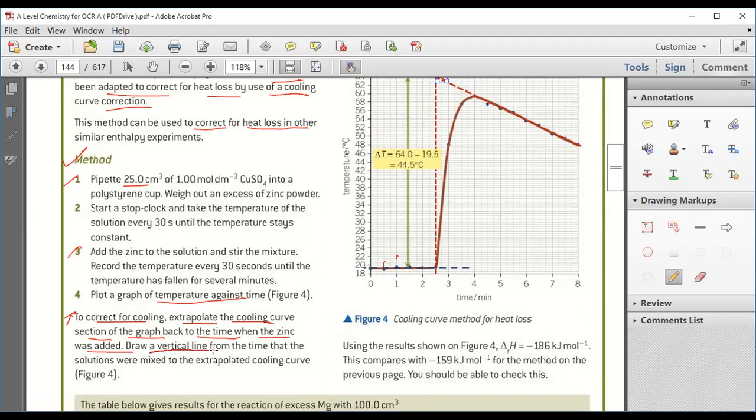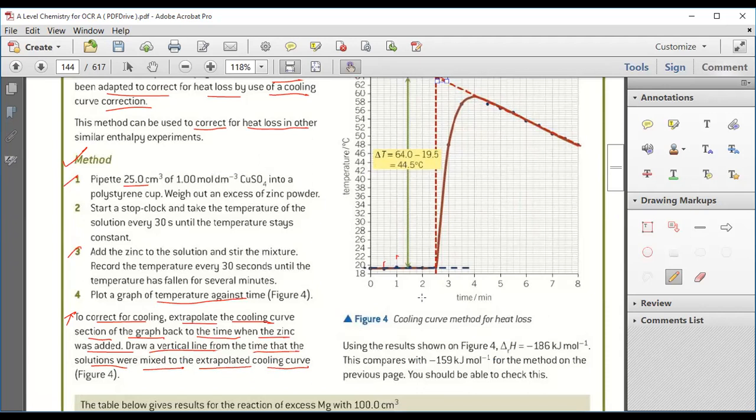Now draw a vertical line from the time that the solutions were mixed to the extrapolated cooling curve. And this is back to the time when they are mixed together, and this is the after-reaction part. Here, draw a vertical line. So the vertical line is drawn from this point and from this point, where they are mixed together, extrapolating the cooling curve.